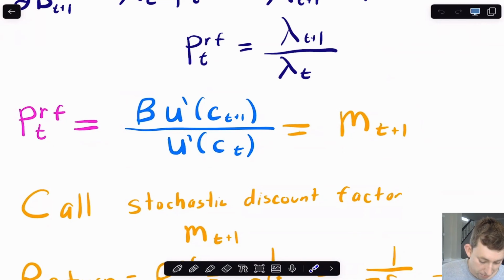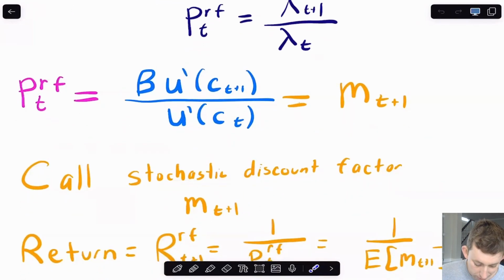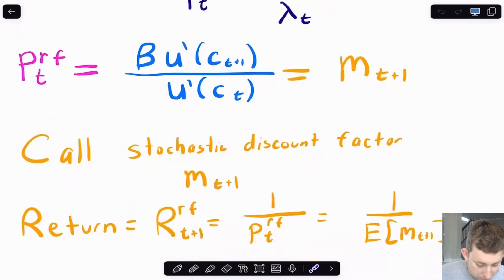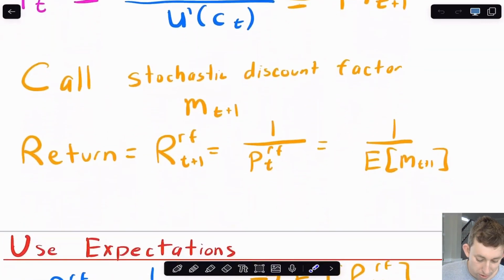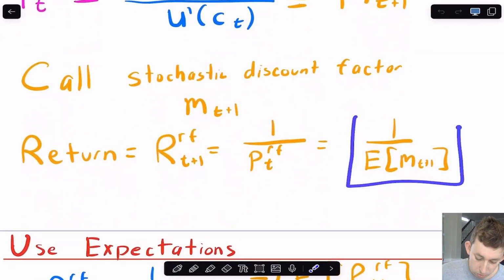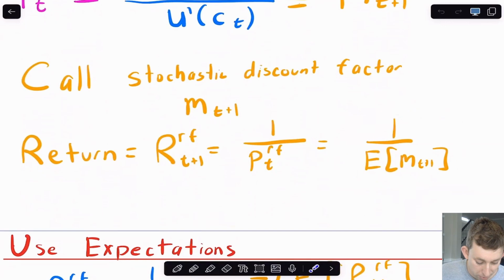So that's why I'm doing that. And you don't have to call it m, you can call it whatever you want, but that's what I'm calling it. So now we know that the return tomorrow is just 1 over the price today, which is just 1 over the expectation of mt plus 1.